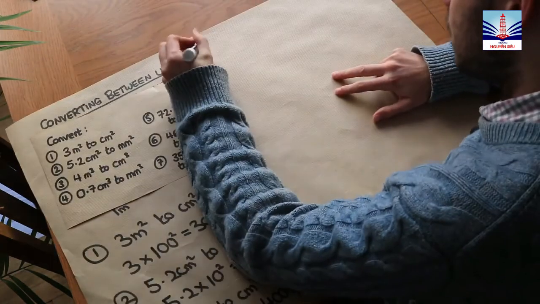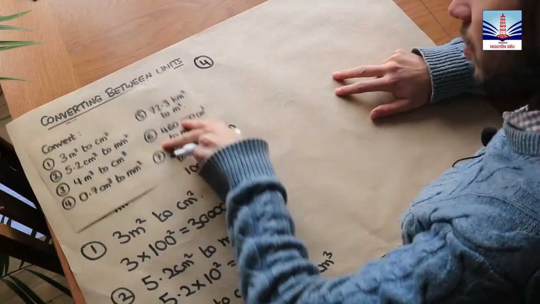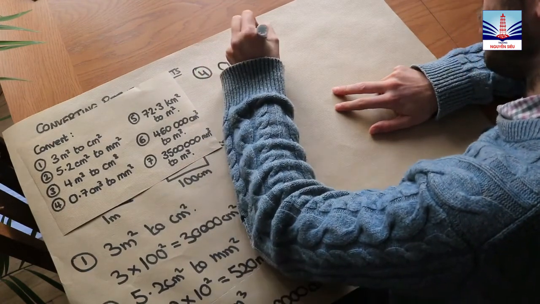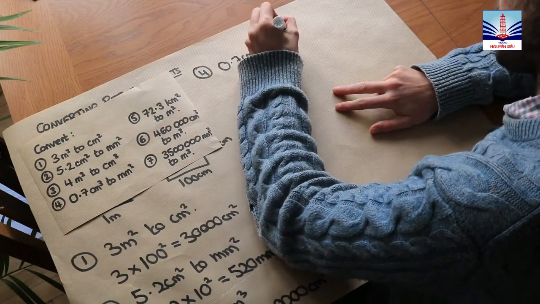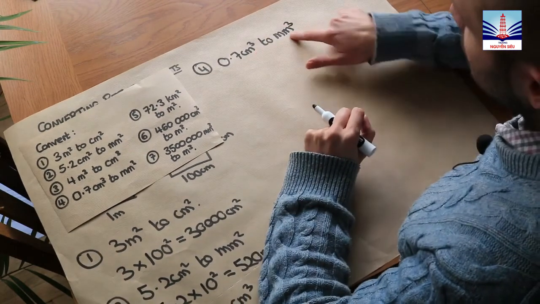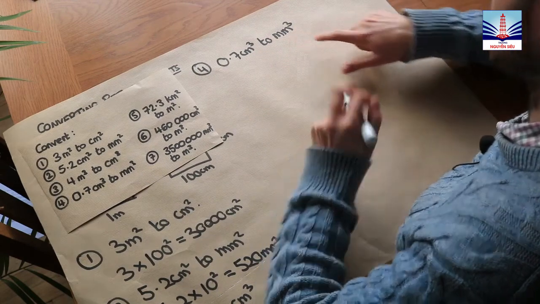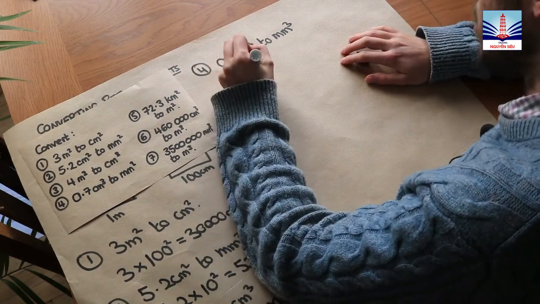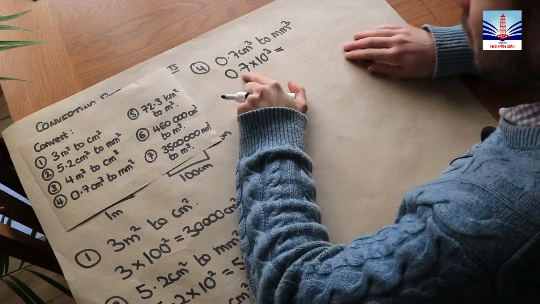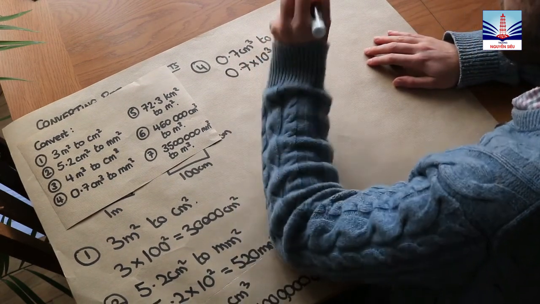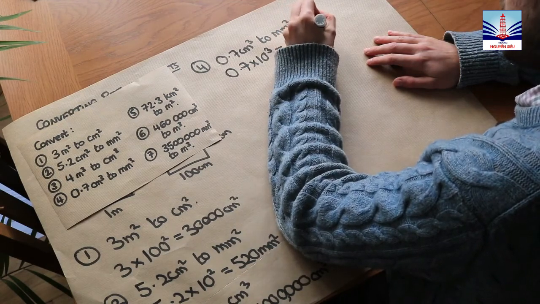What about the next one? Question 4. We've got 0.7 centimeters cubed to millimeters cubed. Well, to get from centimeters to millimeters, we times by 10. So to get from centimeters cubed to millimeters cubed, we times by 10 cubed. That's going to move the decimal place 3 times. So 1, 2, 3, 700 millimeters cubed.